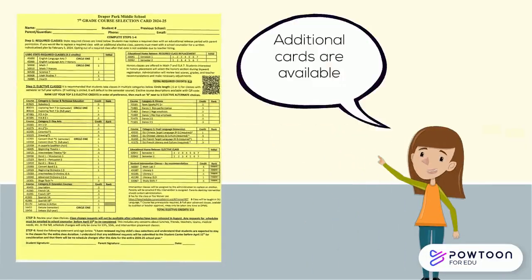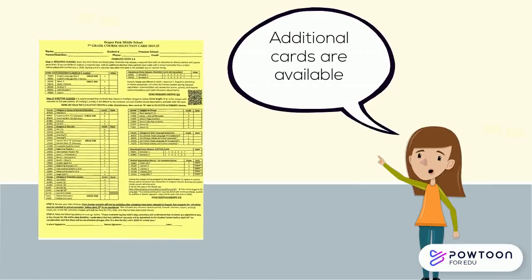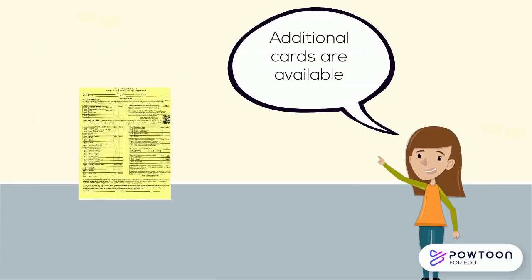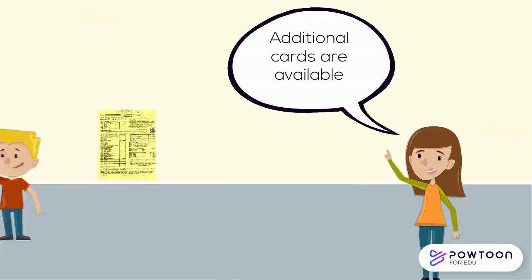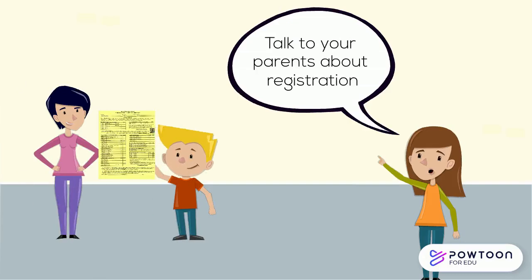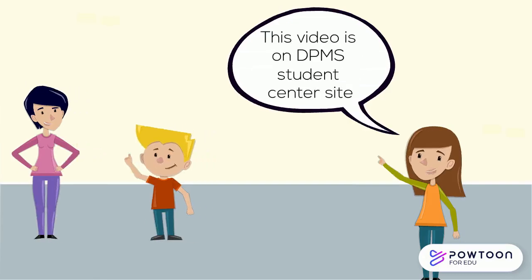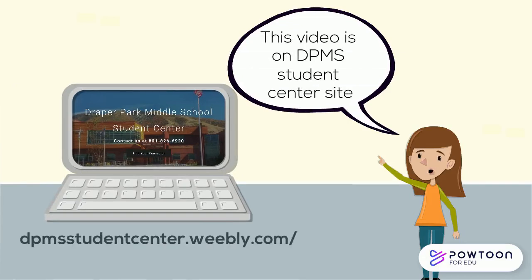Some important information before we go. If you need an additional card, they are available on the DPMS website or in the Student Center. Take the card home and go over it with your parents. This video is also available on the Draper Park Middle School Student Center webpage. Your parents can watch it as well.